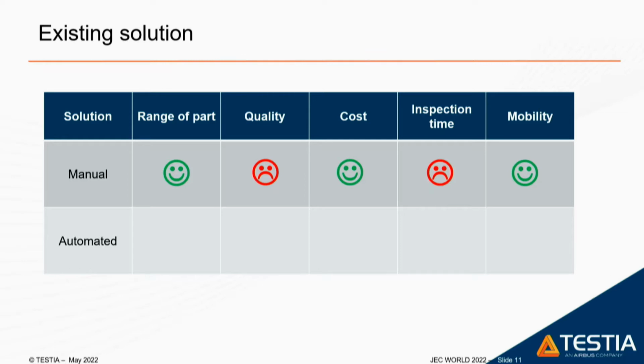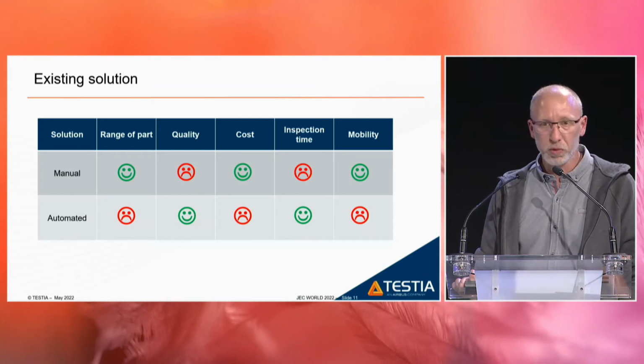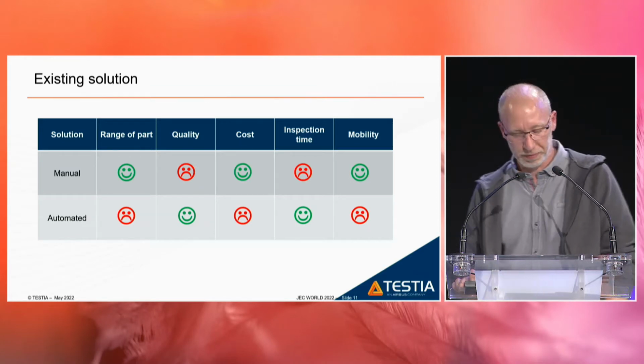About automated inspection, these solutions are often defined for specific parts and are difficult to update for other parts. It could be very expensive and it can't be moved, but it guarantees the quality, reduces the human factor, and reduces considerably the inspection time. It comes as no surprise that with our solution, we want all these parameters in green.